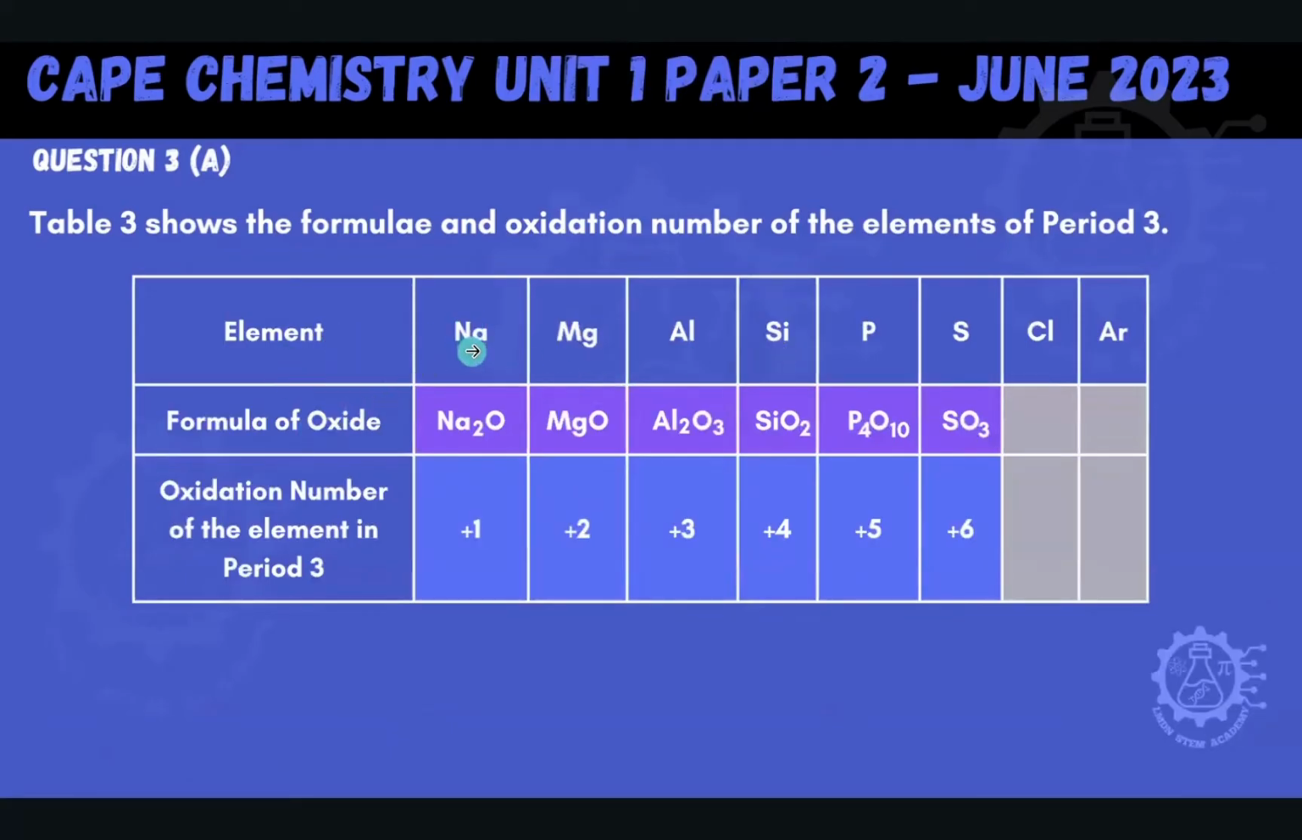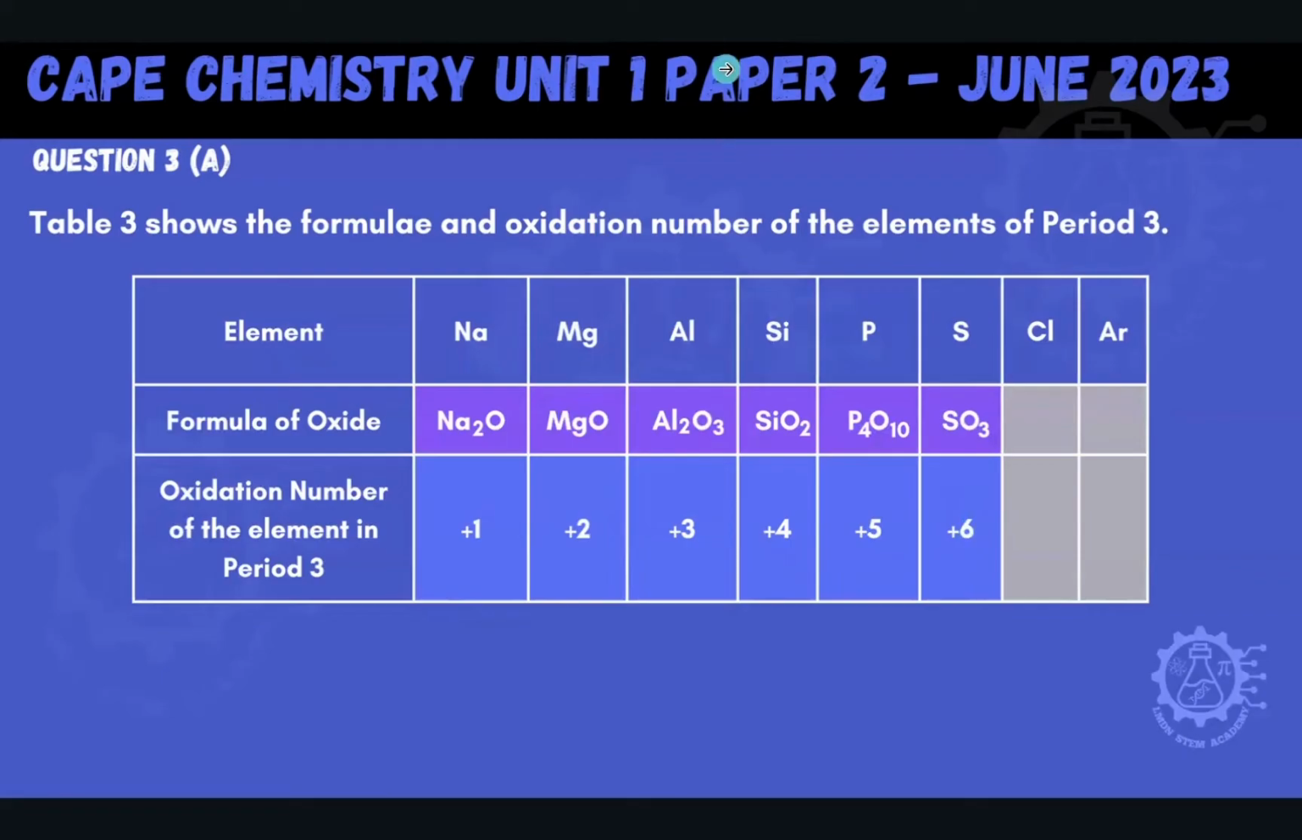So for sodium, we have that the oxide is Na2O, magnesium, MgO, aluminum, Al2O3, silicon, it's silicon dioxide, so SiO2. And then for phosphorus, we have P4O10, and then sulfur, we have SO3. Now the oxidation number, when they're in these forms, is +1, +2, +3, +4, +5, +6. So you can see a trend that as you go across the period, the oxidation number is gradually increasing.